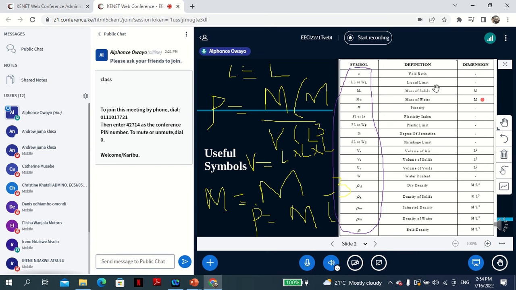I'm trying to delete, but I don't know whether it's internet or something. So we move on. You will read in the notes. It's not very difficult to understand.